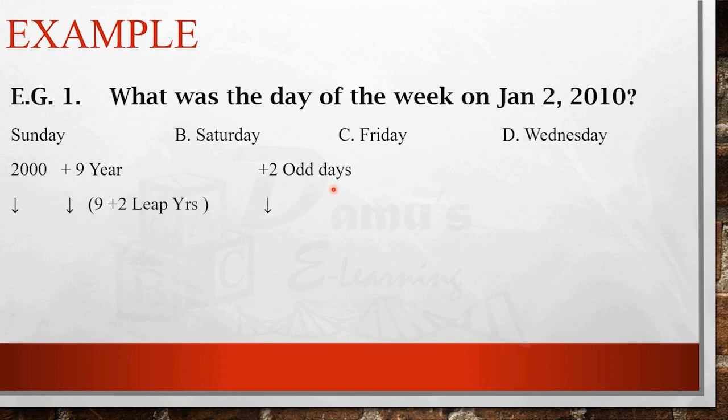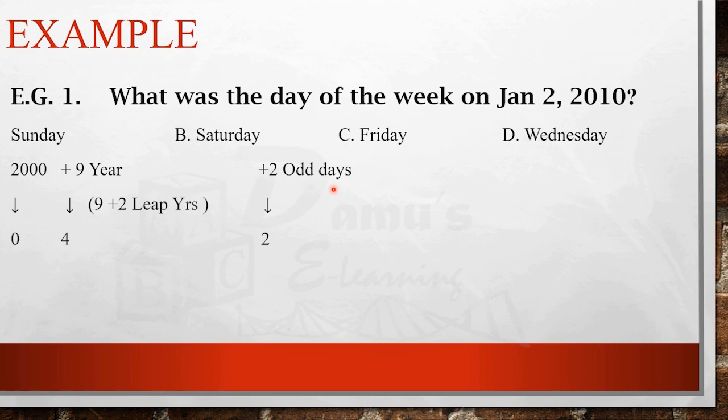2000 is a century that is a leap year. That means the number of odd days will be 0. 9 years. Now we have to calculate the number of odd days in these 9 years. We know that every year has 1 odd day and every leap year has 2 odd days. For that, first we need to find out how many leap years are in these 9 years.